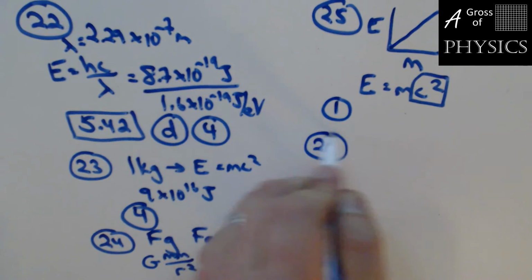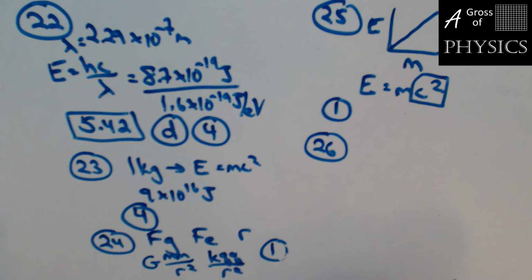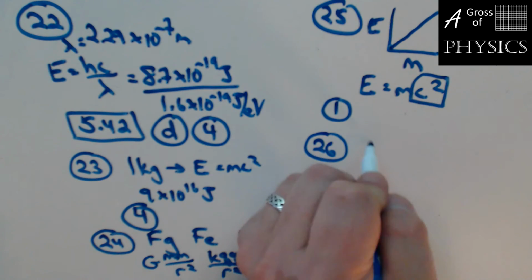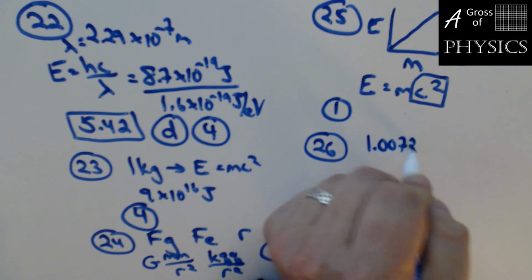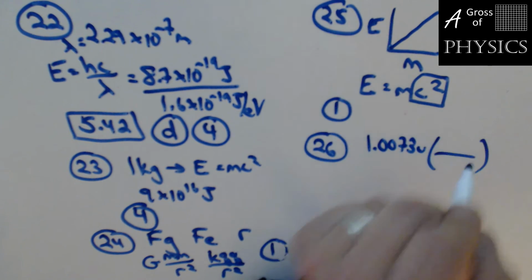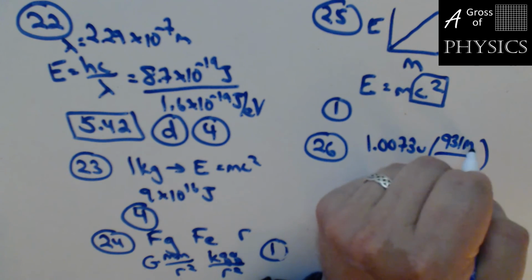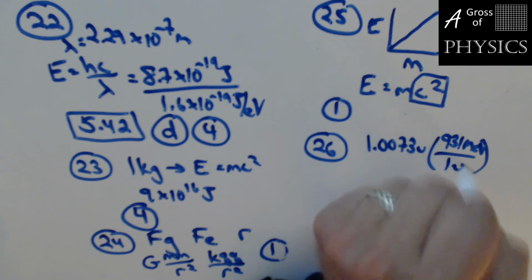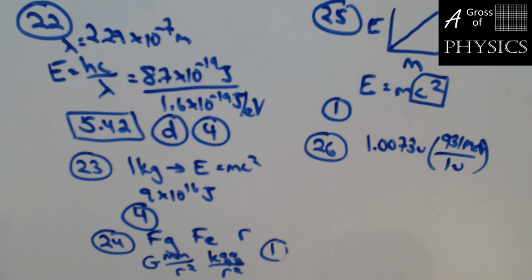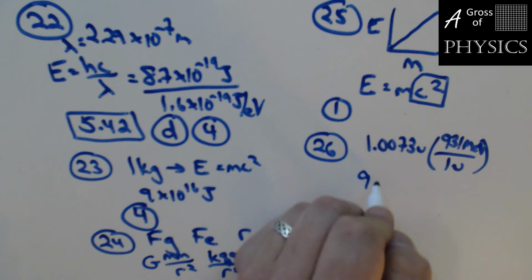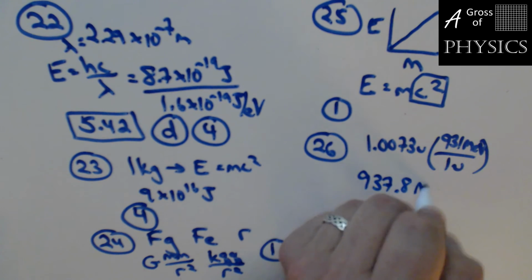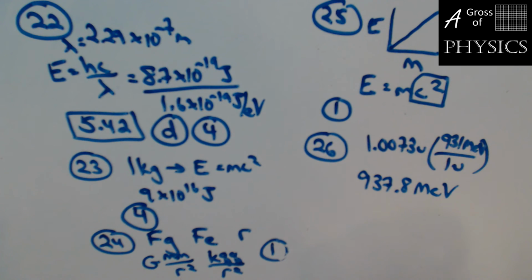And then 26. We're back to the chart, and we have a proton, which is 1.0073 u. Want to convert to energy, which is 931 mega electron volts for 1 u. And 1.0073 times 931 equals 937.8 mega electron volts, which is closest to choice 1.